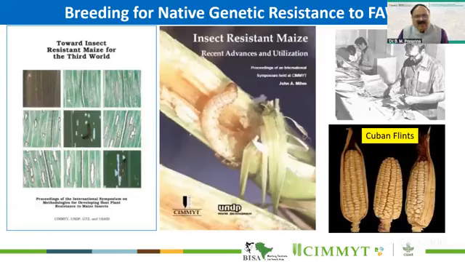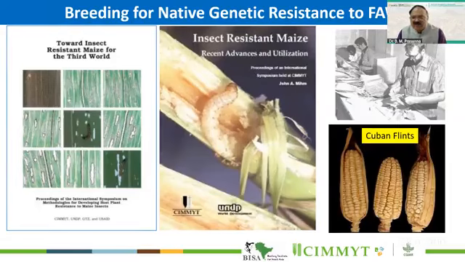The breeding for native genetic resistance to fall armyworm started way back in the 1990s when Dr. John Mihm, this gentleman here, a maize entomologist, started screening thousands of landraces and breeding materials for their resistance to various insect pests. And through that work in the 1990s, Mihm and team identified that there are two most important sources for insect pest resistance in maize.